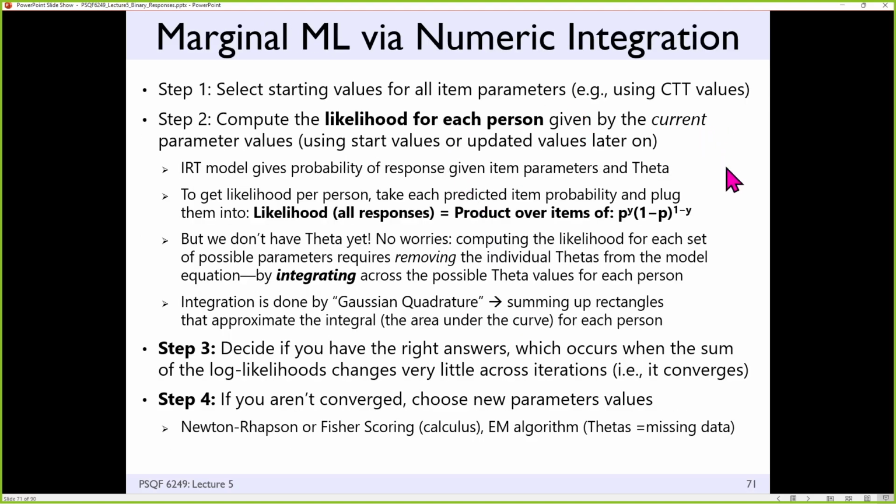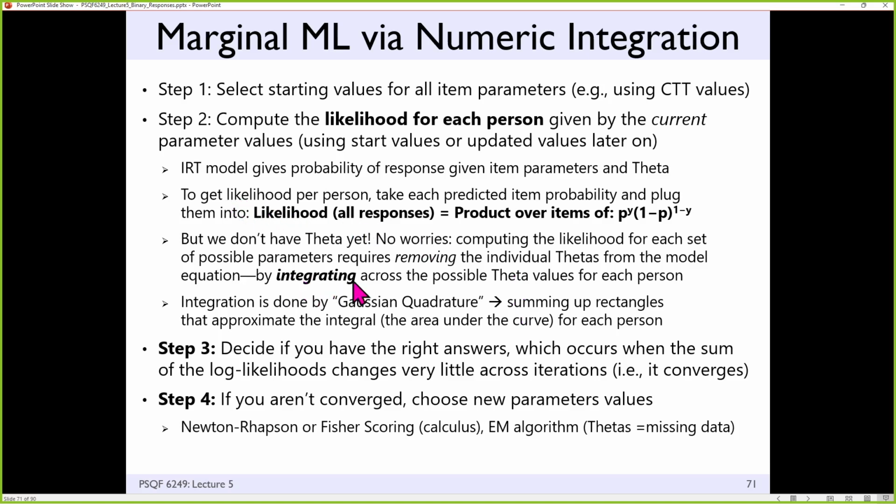So here are the steps, basically, that would be happening under the hood when you hit run in M+ or other programs. We start with start values for all the item parameters, and those can be computed in logit metric, but just using classical test theory. So what is the probability of a 1 across people? Well, let's just take the item mean, convert that into logits, and that's a good starting point, for instance. We have to compute a likelihood per person given the current values of the item parameters for the fixed effects. So what do we currently think item 1's A is, item 1's B is, and so forth? And then we have to deal with the fact that we don't know what theta is.